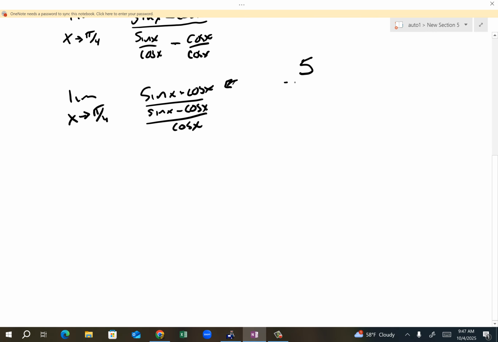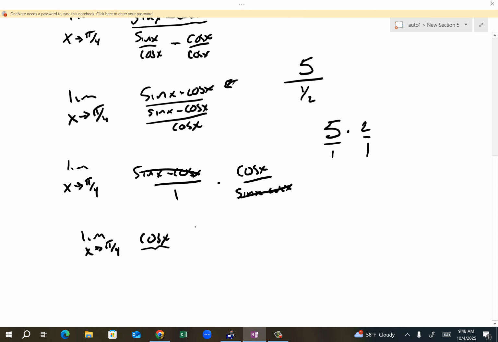We invert and multiply. So for us, it's going to be the limit as x approaches pi over 4 of sine x minus cosine x, I'm just going to go ahead and write over 1, times cosine x over sine x minus cosine x. And the answer is cosine x. So the limit as x approaches pi over 4 of the cosine of x, which of course is continuous everywhere, but it's definitely continuous at pi over 4, is root 2 over 2. Piece of cake.